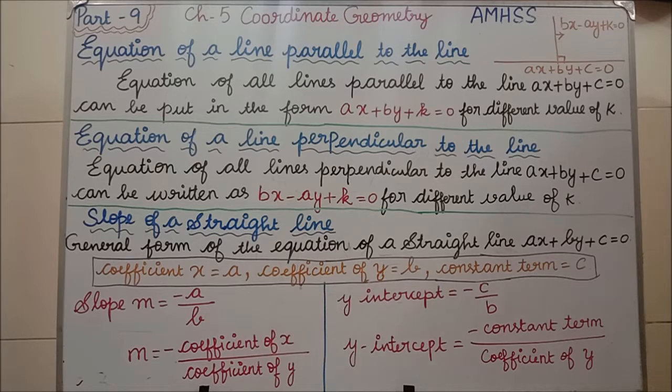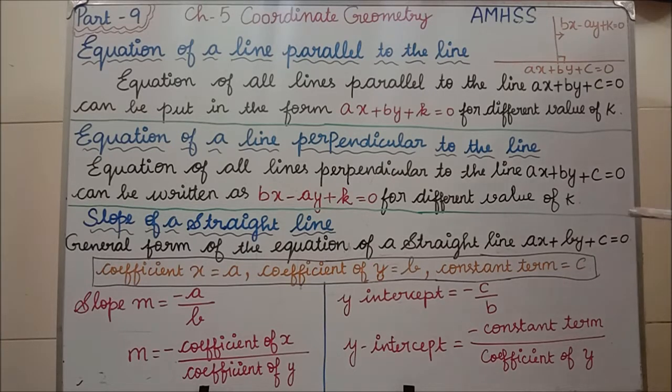Clear? Y-intercept is equal to minus c by b. C means what? Constant term, minus constant term divided by b, where b is the coefficient of y. Okay, either you can use this or you can use this. Any one you can use. If you are keeping any one in mind, it is enough.